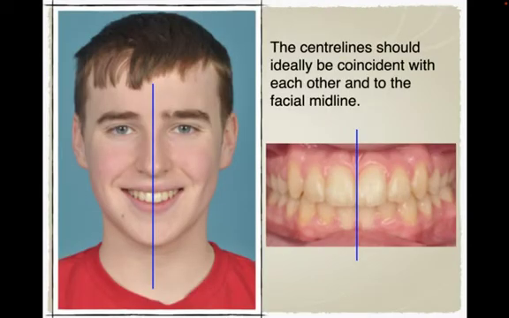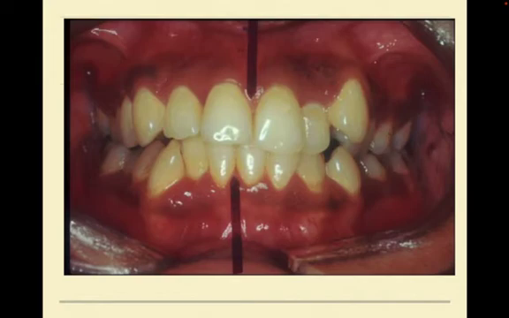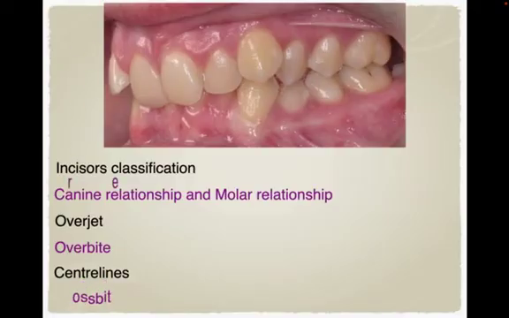Center line: you have to measure the center line of the face and decide the relationship of that to the upper incisors, then the lower center line and how it relates to the upper center line and the midline of the face. So sometimes we have the upper shifted from the lower, and you have to decide on the relationship to the mid of the face. Then we have to look at the crossbite.